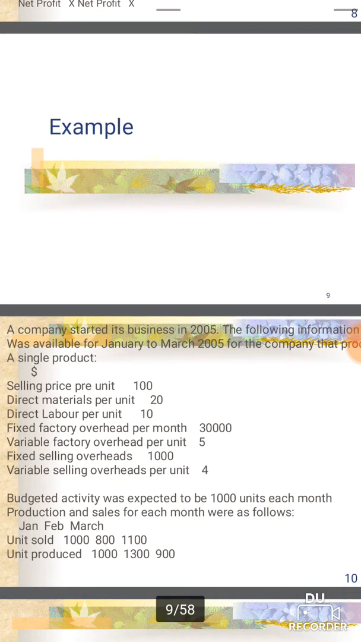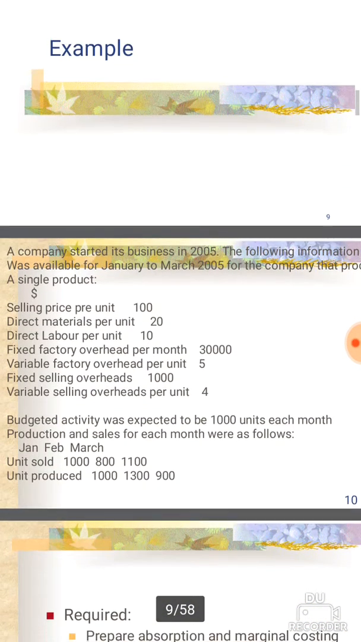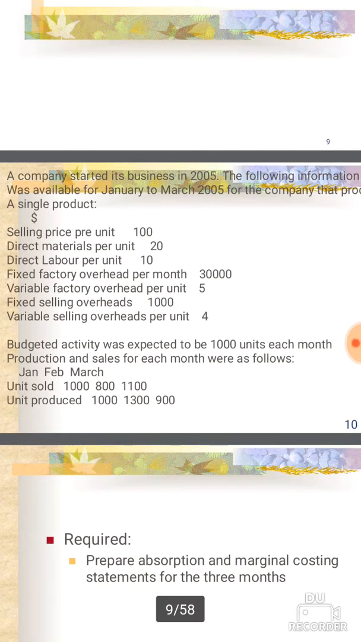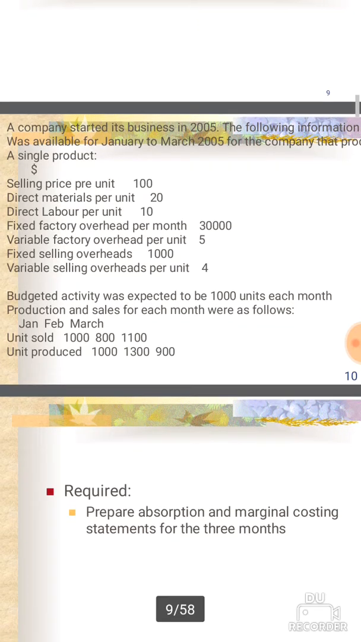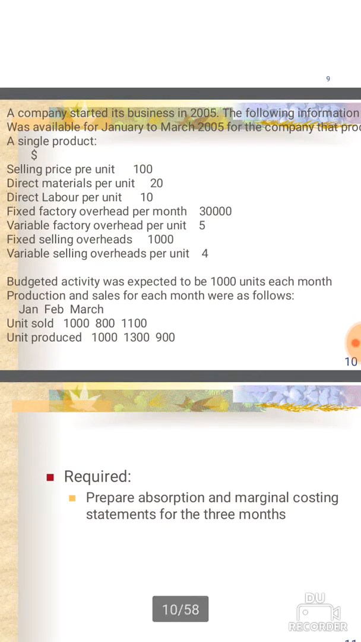Example: a company started its business in 2005. The following information was available for January to March 2005 for the company that produces a single product. Selling price per unit is 100, direct material per unit 200, direct labor per unit 10, fixed factory overhead per month 30,000, variable factory overhead per unit 5, fixed selling overheads 1000, variable selling overheads per unit 4.